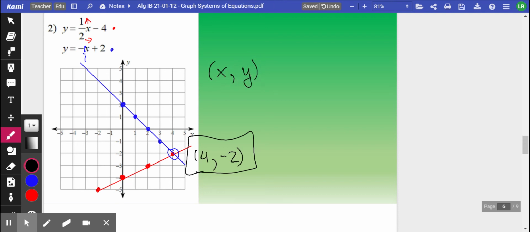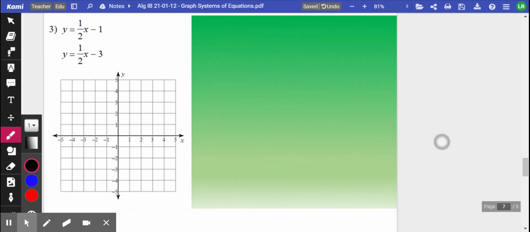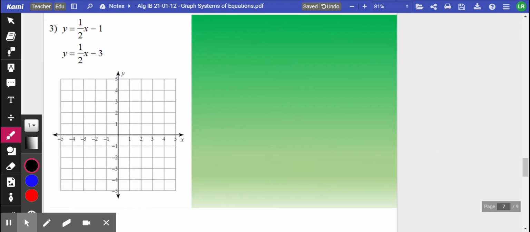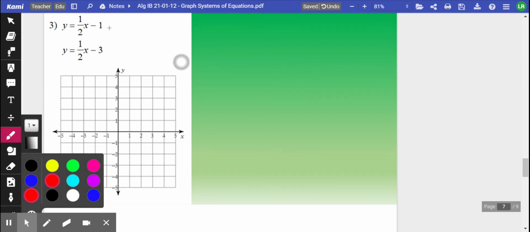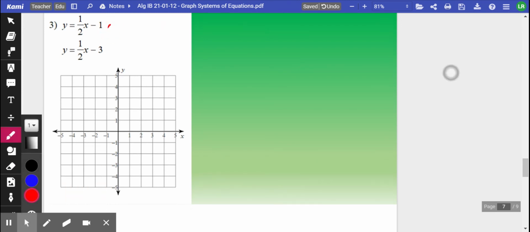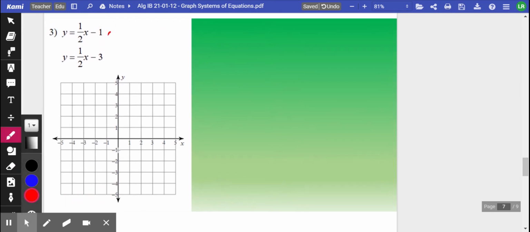Okay, two more here. So let's look at this one. We have y equals 1/2 x minus 1 and y equals 1/2 x minus 3. Let's start off and graph this one. The y-intercept's -1. Slope is 1/2. Up 1, right 2. Up 1, right 2. Reverse, down 1, left 2. Down 1, left 2.